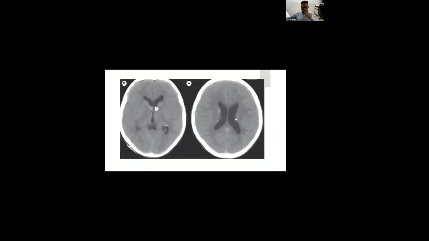So these are the axial CT images in which we can see the subependymal nodules. This is a case of tuberous sclerosis. This is a non-calcified nodule, and this is a calcified one. And you can see various scattered ependymal calcified nodules in the periventricular region and in the foramen of Monro, resulting in hydrocephalus.